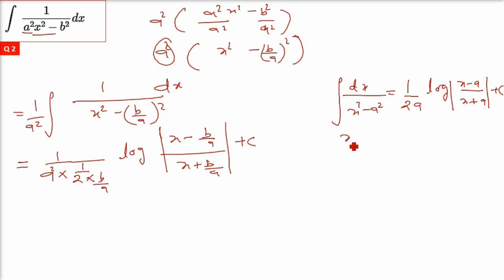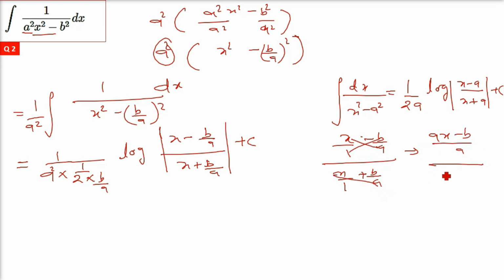x minus b by a can be written as the numerator. This is the denominator: x by 1 plus b by a. So ax minus b will be in the numerator and ax plus b in the denominator, because the denominator of both the upstairs and downstairs a term will get cancelled. 1 a can be cancelled from here only.